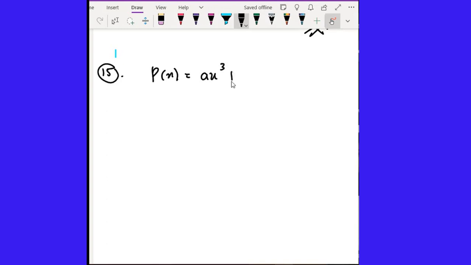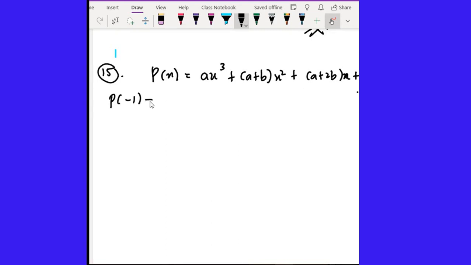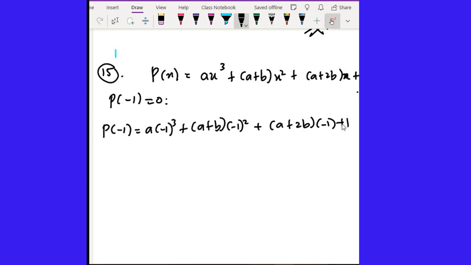Px = ax cube plus (a plus b) x squared plus (a plus 2b) x plus 1. Exactly divisible by x plus 1, so P of negative 1 is equal to 0. Substitute: a times negative 1 cube plus (a plus b) times negative 1 squared plus (a plus 2b) times negative 1 plus 1 is equal to 0. We have to show this is divisible.